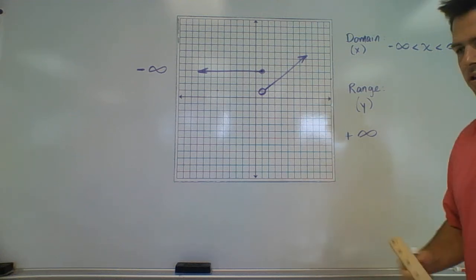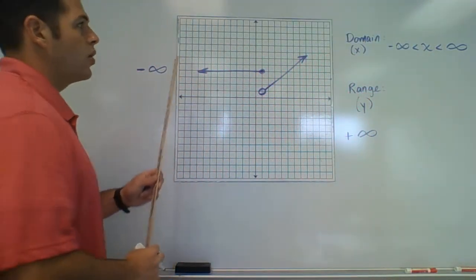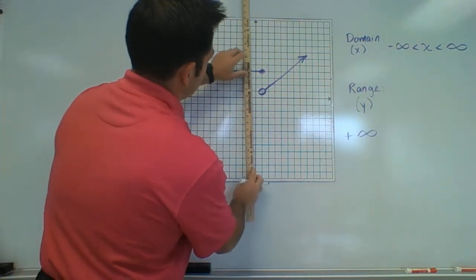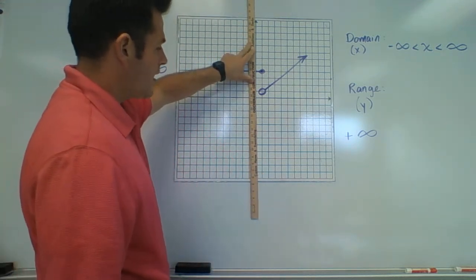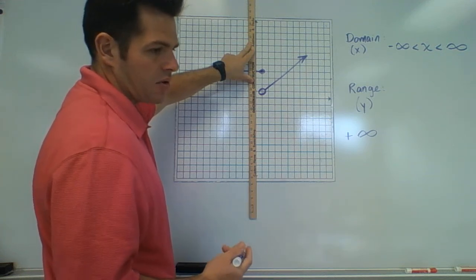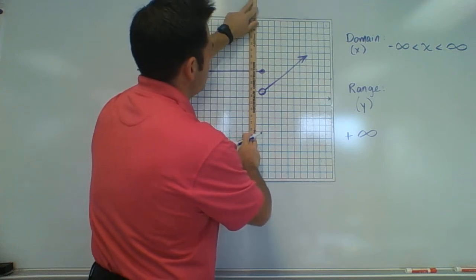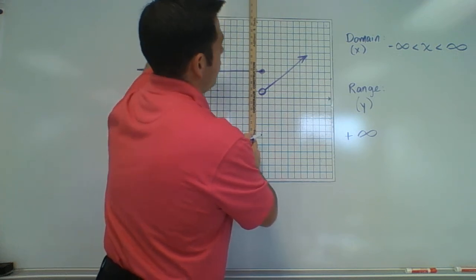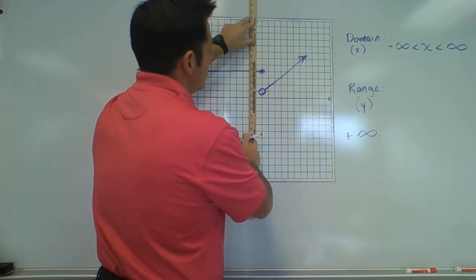For the range, it's a little bit different. We have our y values for range, as we know, so we're going to check out the y-axis and use that as a guideline. If I look at the up part of this, all the way up as high as you can possibly go, that would be positive infinity.